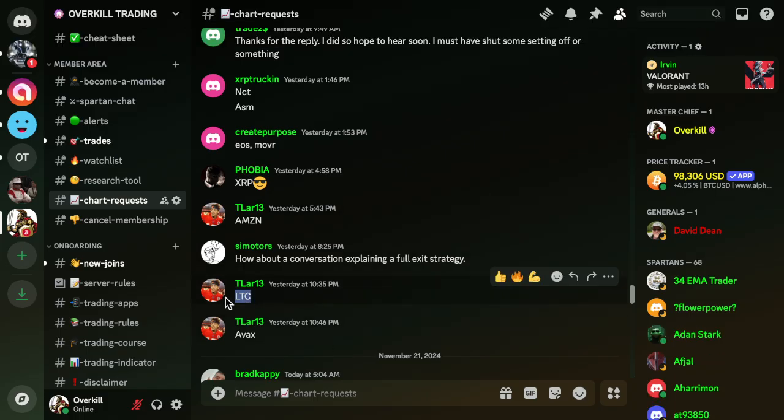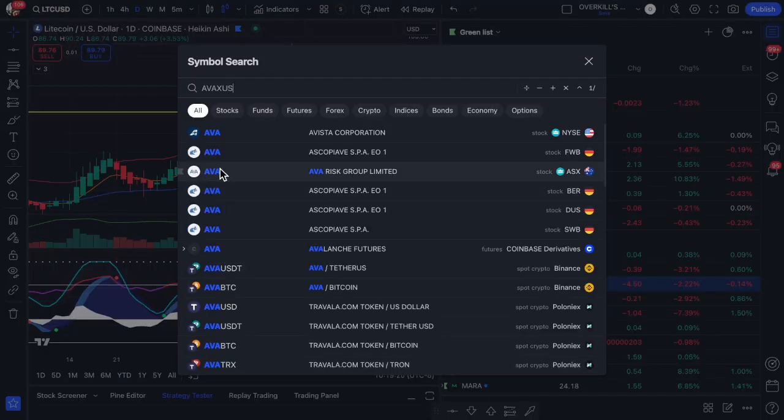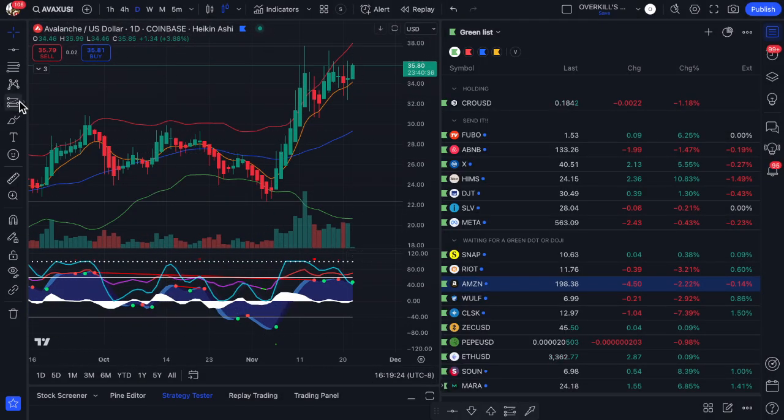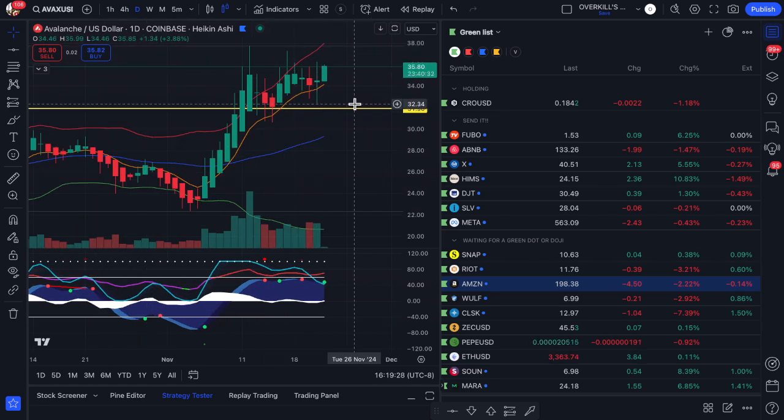Just call it $84. That thing needs to hold there for my boy TLAR13. AVAX. You guys just saw that alert get called out in real time right here on the green dot. Stop loss on this one's going to be 32 or about 31.90 right there. Okay, 31.90 on the stop loss if you're playing that green dot.